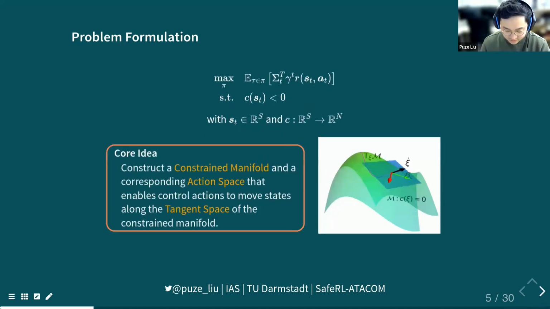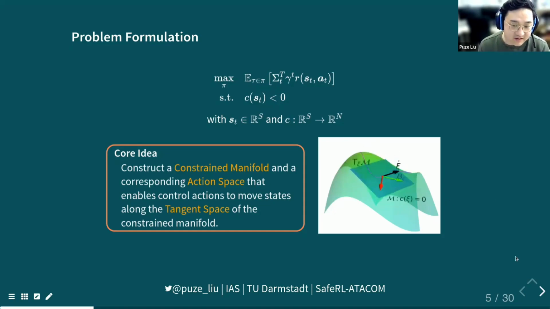Okay, so the core idea for solving this problem is to build up a constraint manifold and a corresponding action space, such that if we control this, all of the control actions move the state along the tangent space of the constraint manifold, and we are ensuring the safety. So basically, as illustrated in this animation, we construct a blue plane, and all of the states are ensured to move along the tangent space of the constraint manifold.